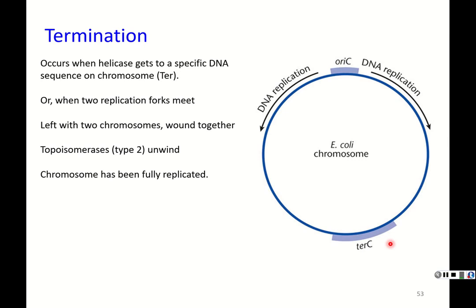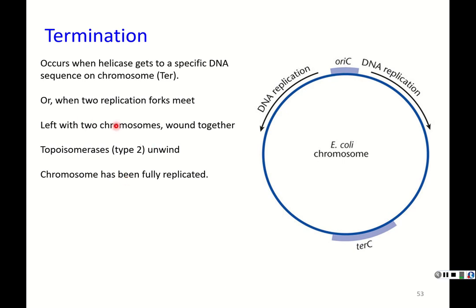So how does replication stop? Well, that's what's referred to as termination. And this occurs when the helicase gets to a specific DNA sequence on the chromosome called a termination site, or TER, and that's shown here in this E. coli chromosome. So it's either where you meet this termination site, or you can think of it as if your two replication forks meet, that's obviously going to stop your replication.